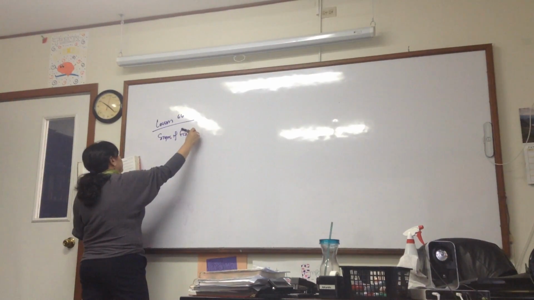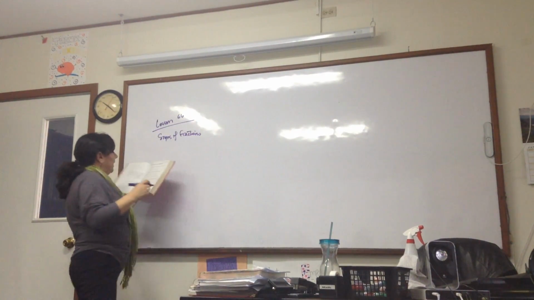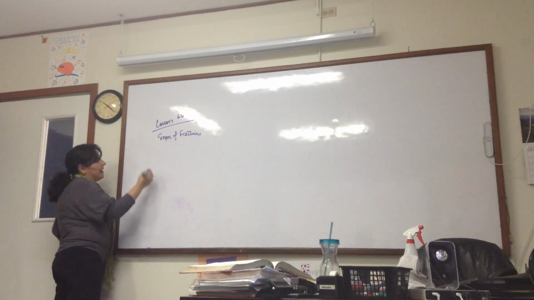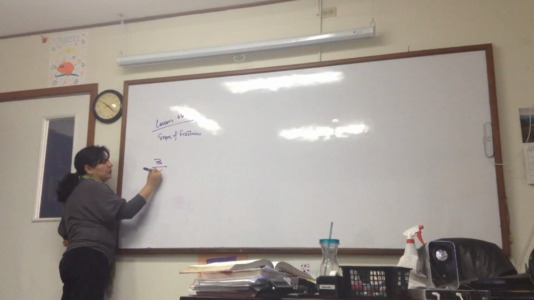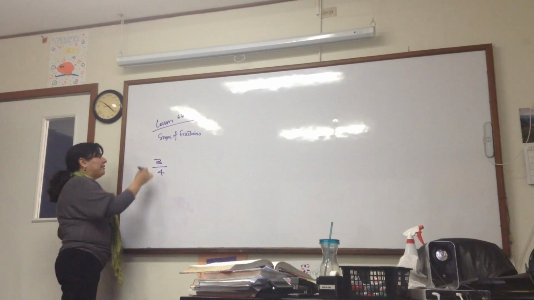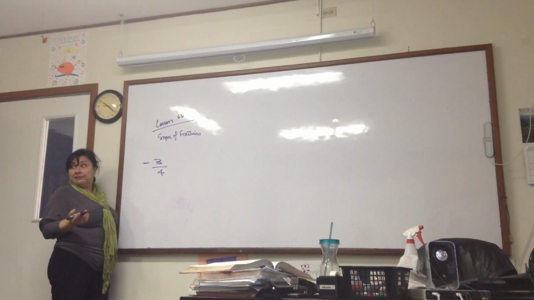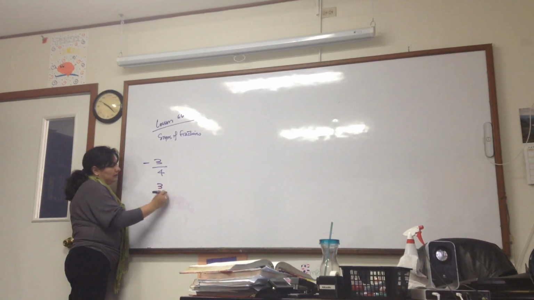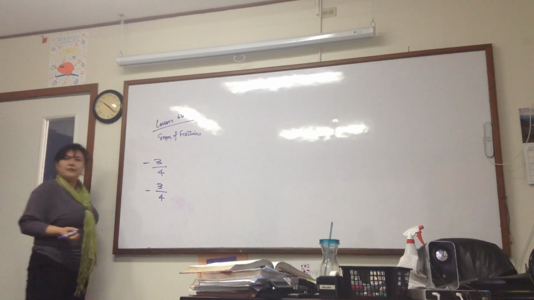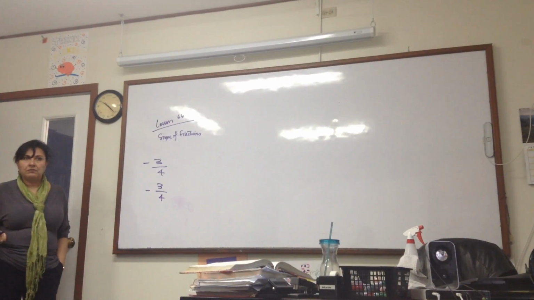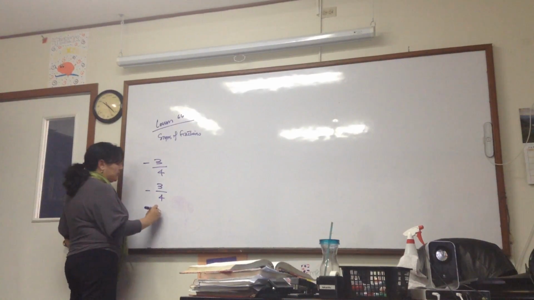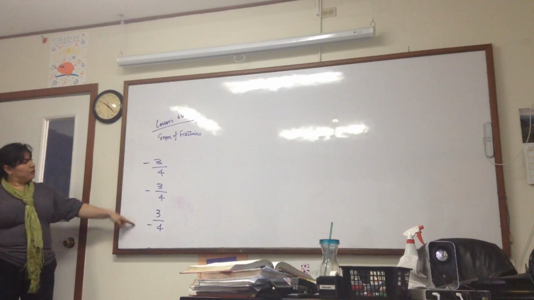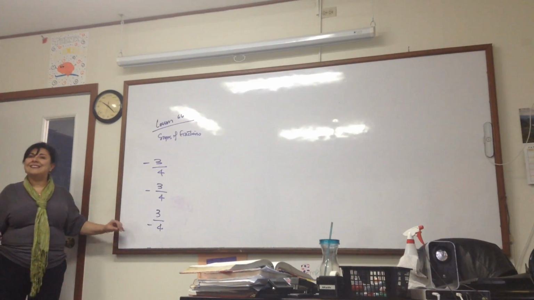Signs of fractions. Just a quick review. If I have a fraction and I have a negative sign, this is exactly the same as having it in the middle. So what's the difference between all these? In the end, it's exactly the same.